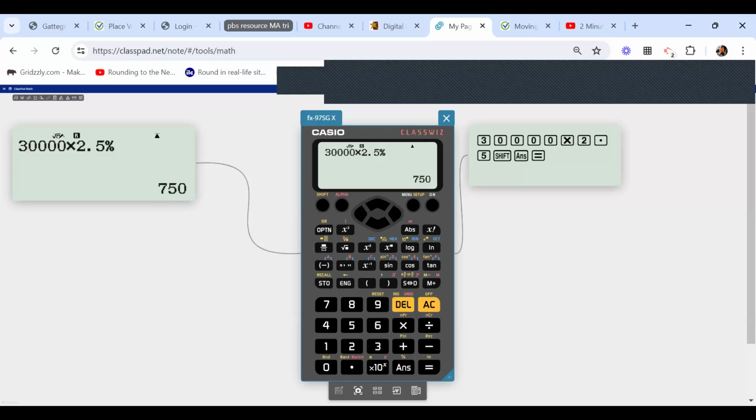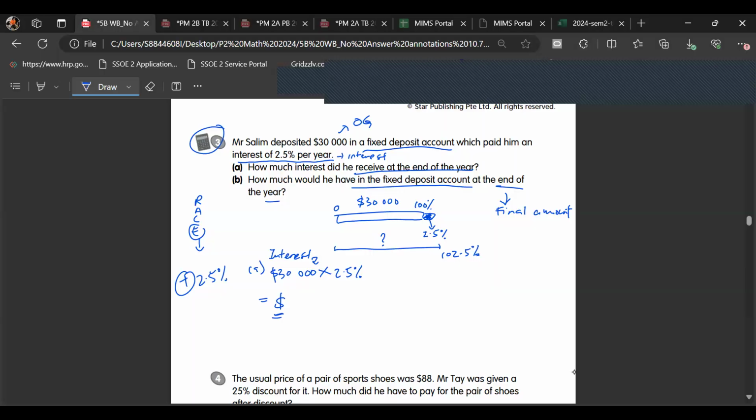So I can write here: don't forget the dollar sign, very important. $750. Then part B, at the end of the year, you'll get the original amount plus the interest amount. Quite easy, right? I think I'm going too slow already, actually. Some of you may have finished already.